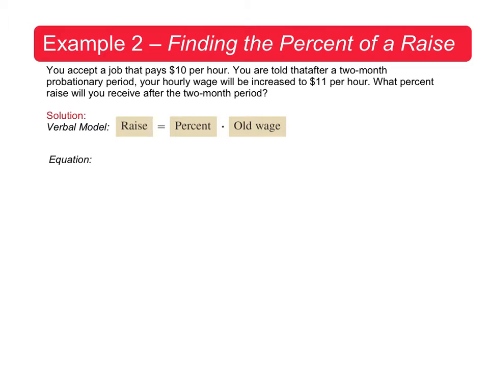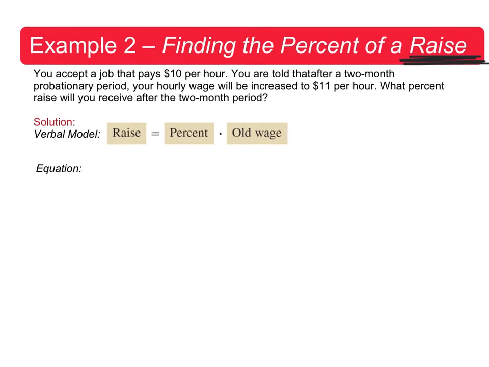Example 2 for our applications is finding the percent of a raise, right? So you're probably at the age where you either have a job or you'll be getting a job soon, and raises are always good. And a lot of times raises are based on percent. So for example, maybe you get a 5% raise or a 10% raise. So to figure out what the percent is, there's a couple methods.